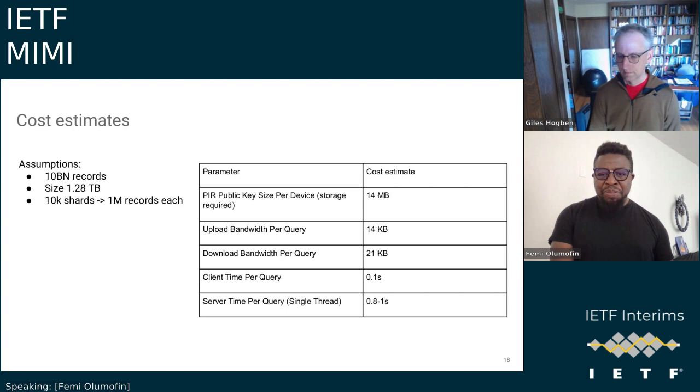The upload bandwidth is the cost of the query that the client sends to the server. The download bandwidth per query is 21 kilobytes. The time it takes the client to compute the query is just 0.1 second. And for the server to compute the response using just a single thread is about 1 second. Next. I think that's it.